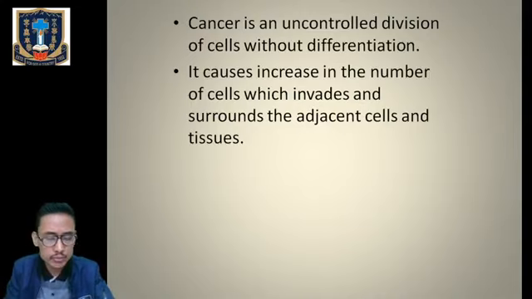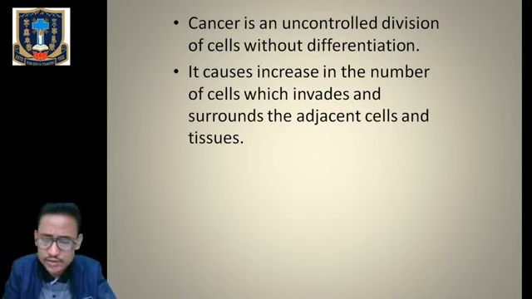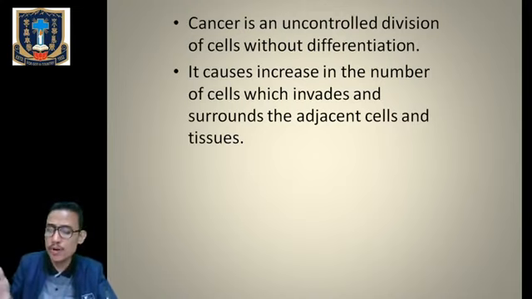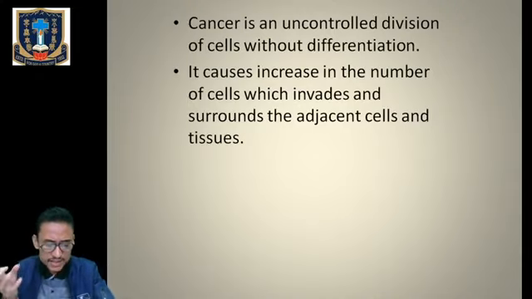Those checkpoints that we are learning, in the G1 phase, S phase, G2 phase, will also become non-functional in case of cancerous cells. They will simply move from one phase to another phase. That's why it is called an uncontrolled phase of cell division.